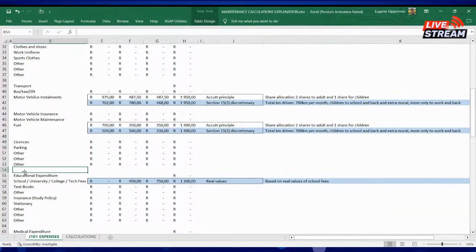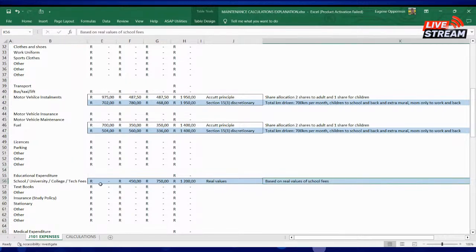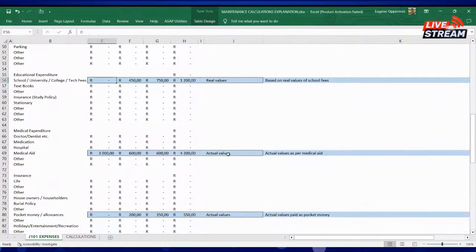Obviously, there are some things that need to be based on real figures. For example, school fees. Mom does not have anything to do with school, so those only get allocated towards the children. Medical aid: if you do have a medical aid, use the actual figures on the statement, where you can say this is the member's portion, the main member, and these are the dependents. You include those real figures, and under the comment section you state how it was calculated. It is the actual values of the medical aid.